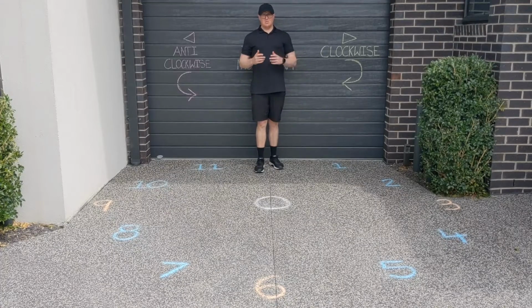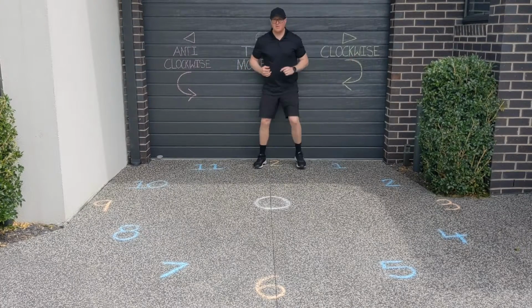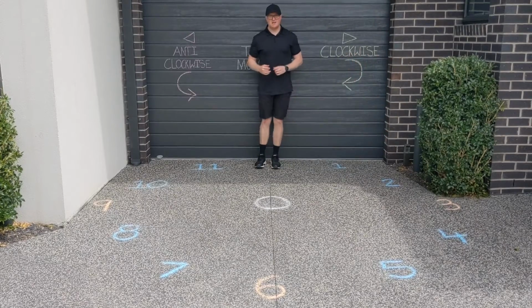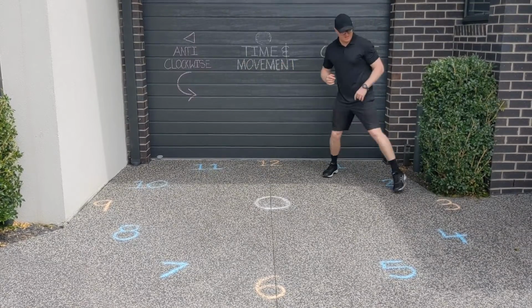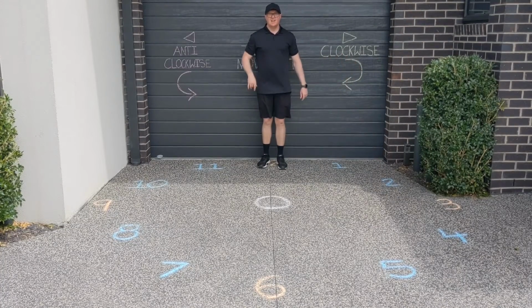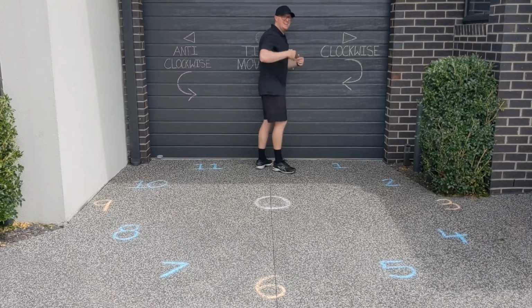Now, that was a walking one, which was pretty basic, but you could also do this for, say, sidestepping. Sidestep to 1, back to 12, sidestep to 2, anti-clockwise back to 12, clockwise to 3, anti-clockwise to 12. So that's a sidestepping version. You could do that facing inwards or facing out.